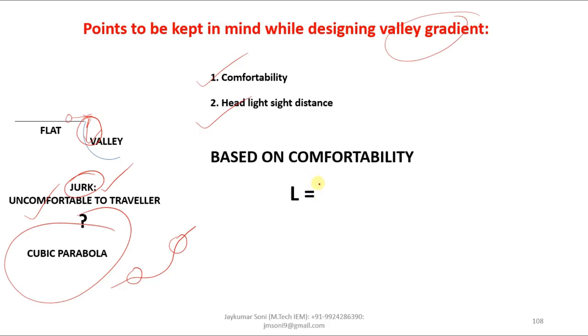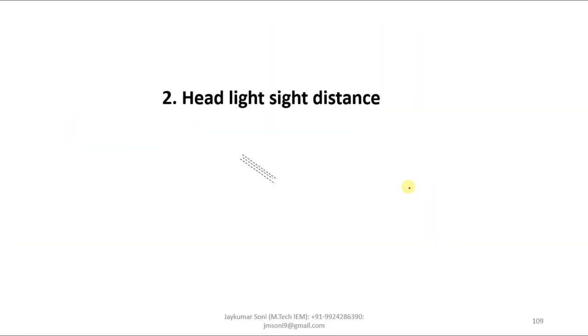It is 2 in bracket N V cube divided by C, bracket completed, raised to 1 by 2. Here the small v represents the speed in meters per second. Now the other criterion is the headlight sight distance.